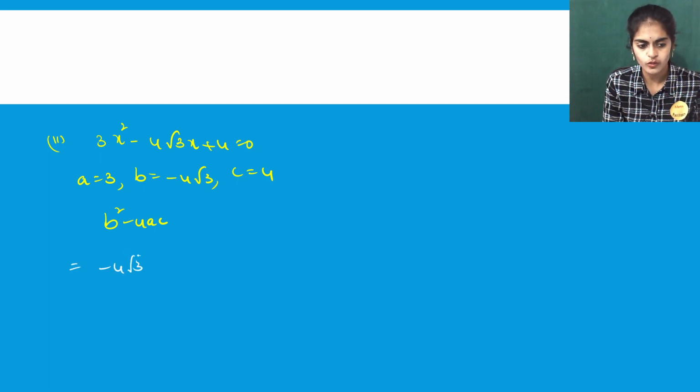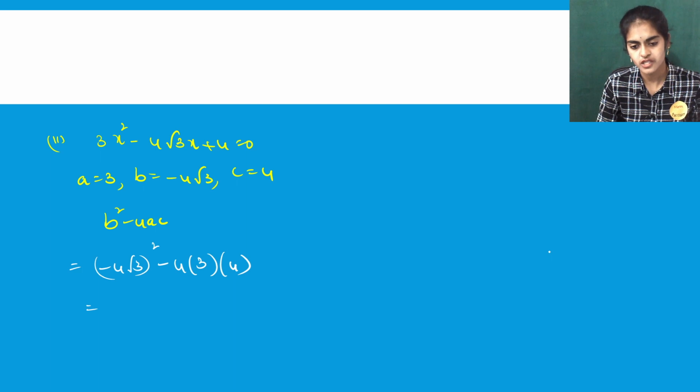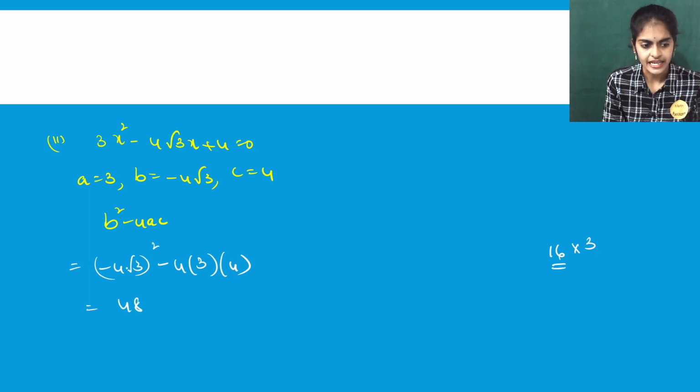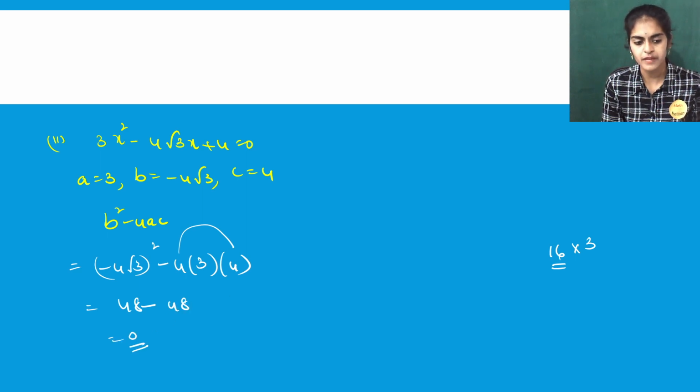minus 4 root 3 whole square minus 4 into c into a. A is 3, c is 4. So minus 4 whole square is 16 and root 3 whole square is 3. So 16 into 3 gives you 48 here. Minus 4 whole square is 16 into root 3 whole square is 3, so 16 into 3 is 48, minus, now this is 16 into 3 again, so 48. So 48 minus 48, 0.